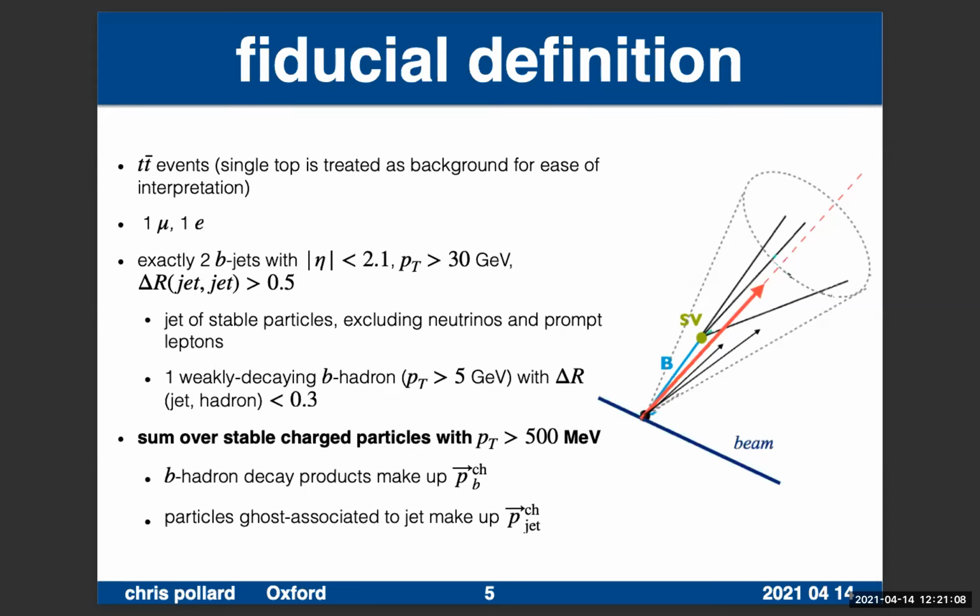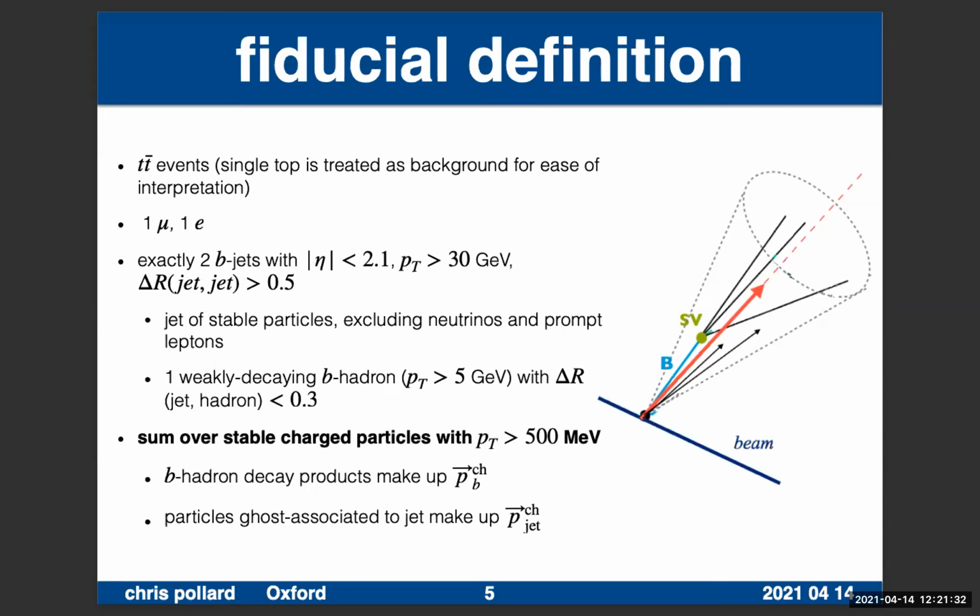We ask for 1 muon and 1 electron in the detector. This reduces a whole bunch of electroweak backgrounds, which we don't need to deal with. And then we ask for exactly 2 b-jets that are in the fiducial region of the detector and at fairly high pT, so at least 30 GeV for the b-jets. And these jets that we're unfolding to are jets of stable particles, excluding neutrinos and prompt leptons.